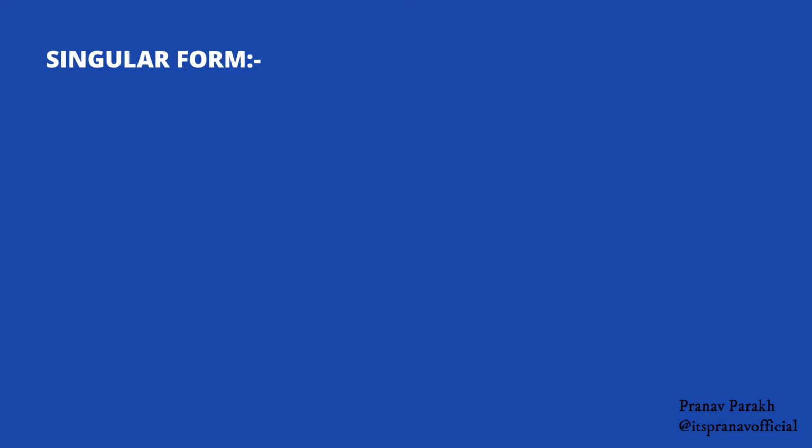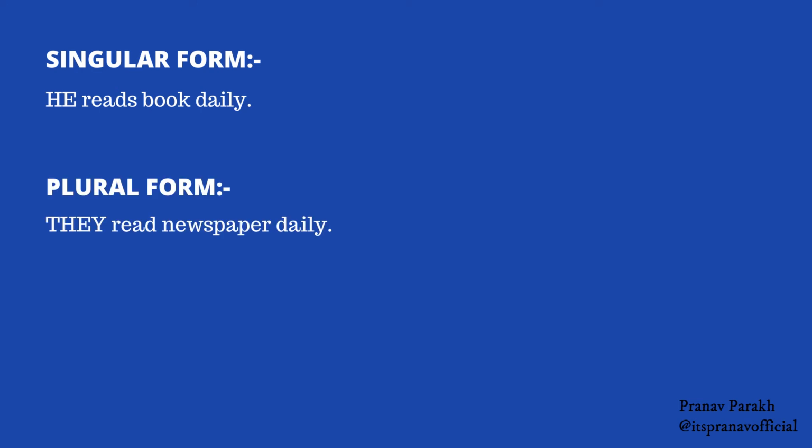Singular form: he reads book daily. So here he is a singular form. Plural form: they read newspaper daily. So here they is denoted as plural form.